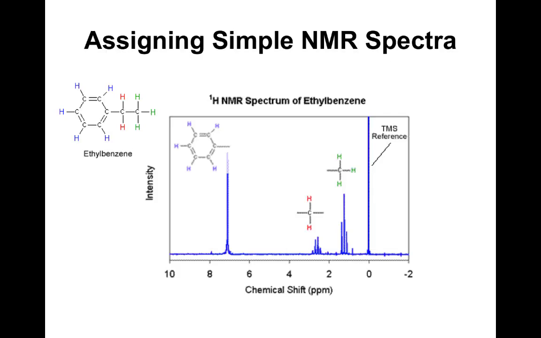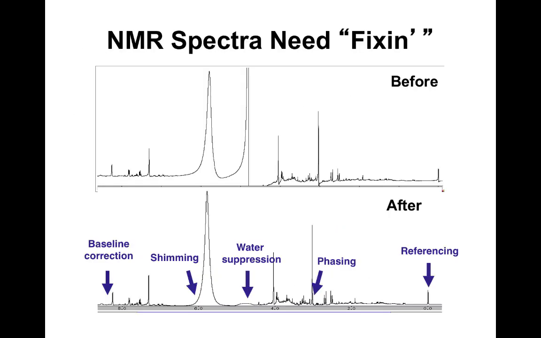So by analyzing NMR spectra, we can generally figure out structures of small molecules, but we can also use those to figure out components of mixtures. NMR spectra have to be processed, and we'll learn a little bit about the processing in the next lecture. They have to be phased, they have to be properly referenced, they have to have water suppression to remove the water signal, they have to be shimmed, and they have to be baseline corrected.